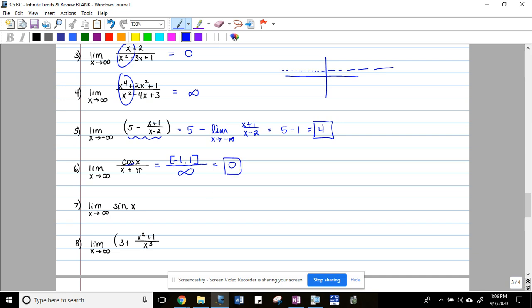What if it's just sine x, or what if this would have just been cosine x? Well, that's different because I know that these values are going to be between -1 and 1. Think about the sine graph. But there is no limit to stop. It's going to continue to have that negative one-to-one fluctuation. And there's nothing that I'm dividing the function by that's going to force it to get smaller and smaller and approach a number. So this limit does not exist.